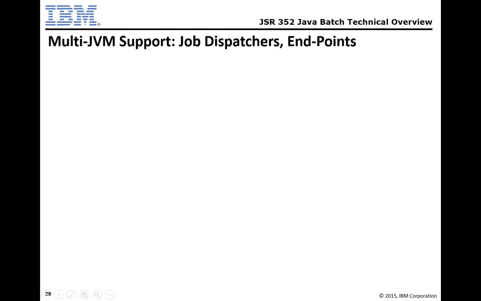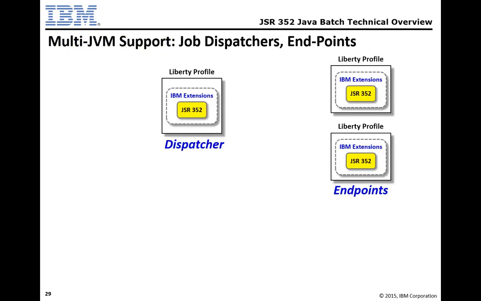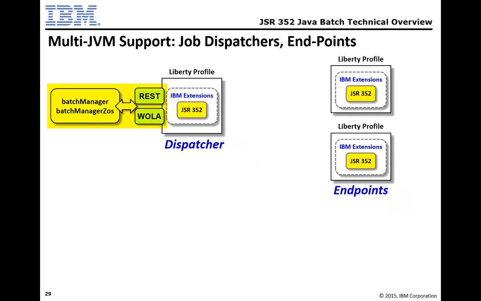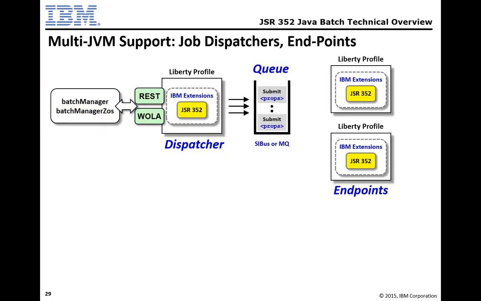Now let's talk about another IBM extension to the JSR352 standard. This is called multi-JVM support. It provides a way to separate the roles, with one server JVM acting as the dispatcher and other server JVMs acting as the Java batch runtime endpoints. The same job submission clients we just discussed can be used to interact with a JVM acting as a dispatcher. When configured, the server acting as the dispatcher will take the job submission request and put it on a JMS queue, which may be either a service integration bus queue or an MQ queue.